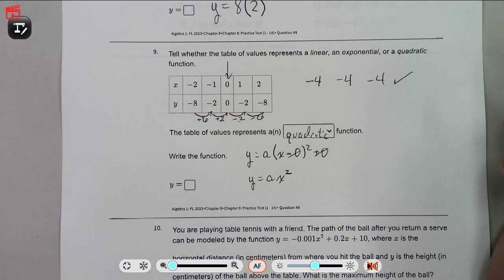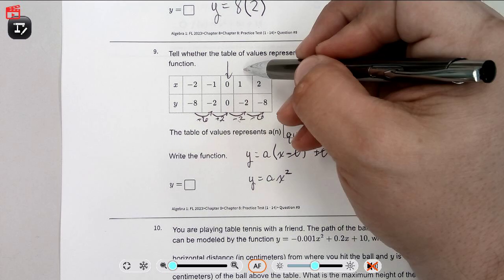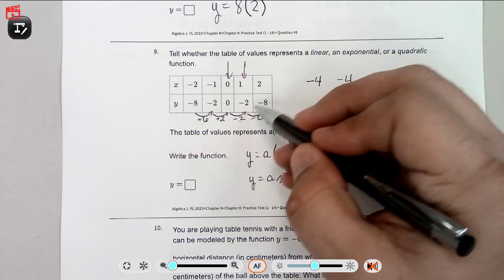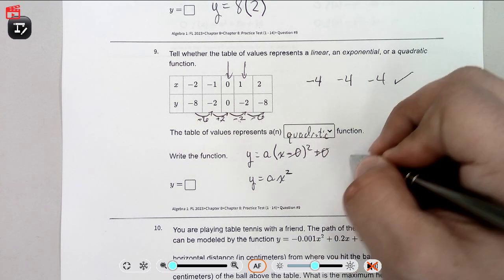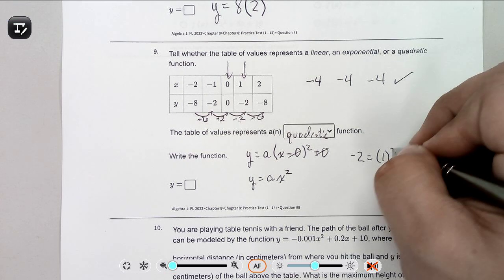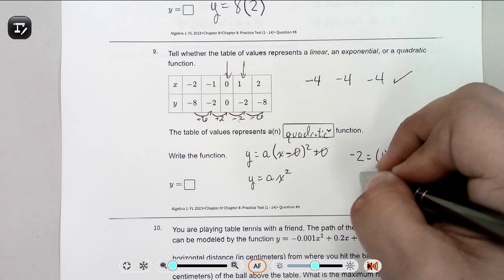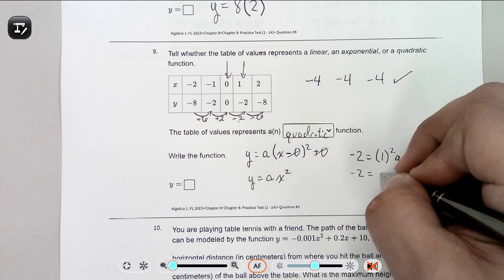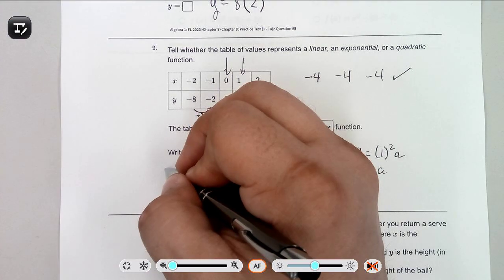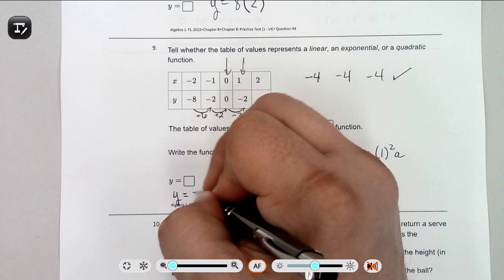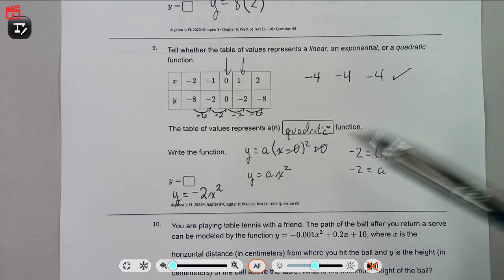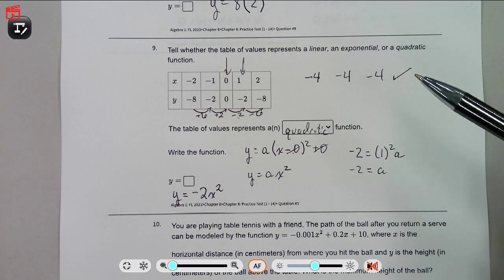I do need to solve for the a. So I'm going to go get another coordinate. Might as well just use this one. So I'm going to plug 1 in for the x and -2 in for the y. So we have -2 equals a times 1 squared. 1 squared is 1, so a is -2. So your function here is y equals -2x squared. If you put it back into the vertex form, remember that's where those had zeros, so they just dropped out.